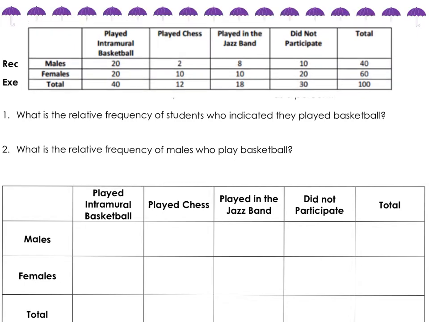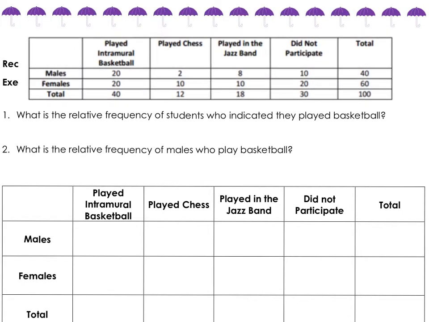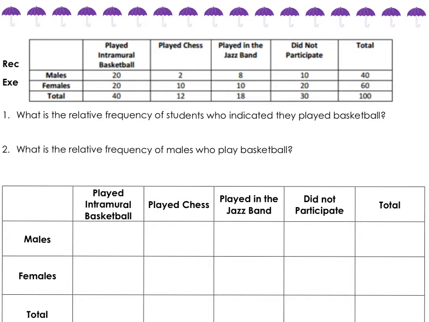When we look at this chart here, which is missing on yours, so just look at mine, we have all students who indicated they played basketball. So now we're looking at basketball, so played intramural basketball. There's no distinction between male or female. So this is talking about 40 altogether out of the 100. So the relative frequency for that would be 40%, because they said we had to write it as a percent.